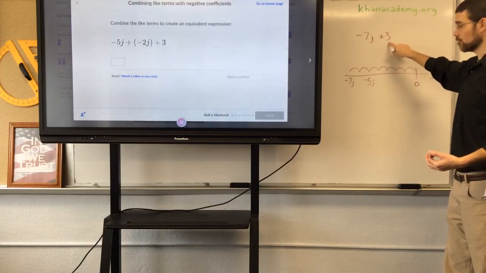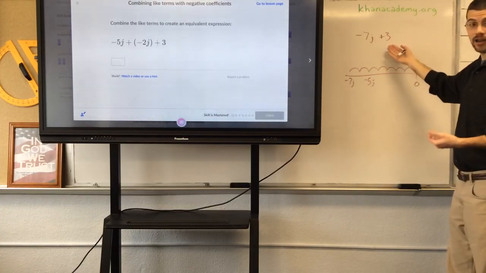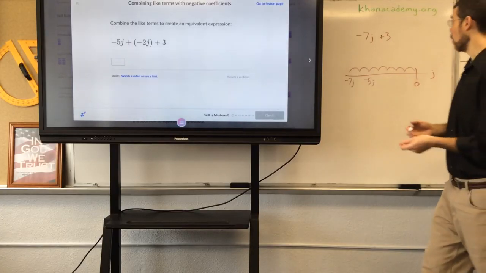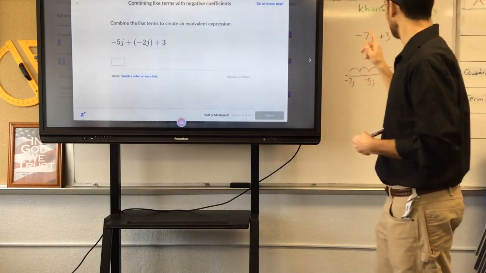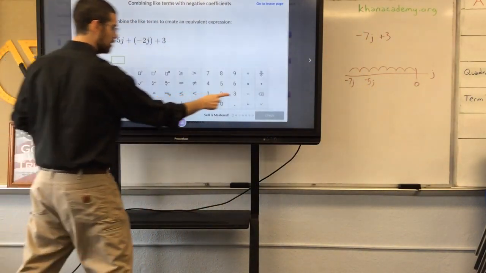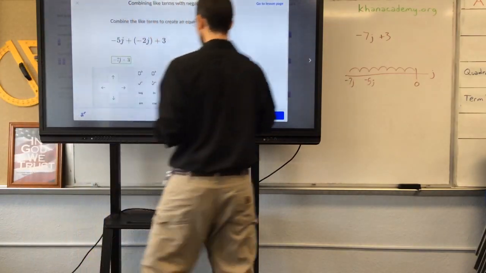But this 3, it's not a number of j's, so I can't graph that 3 on this number line of j's. So here we go. That is our solution, negative 7 times j plus 3.